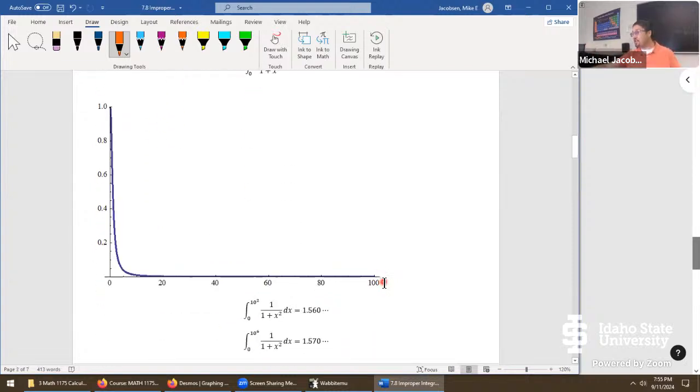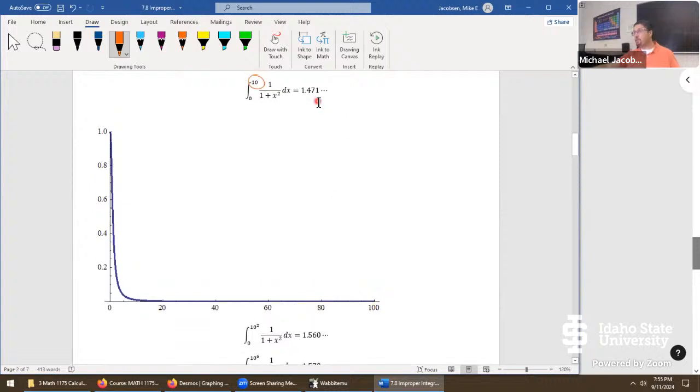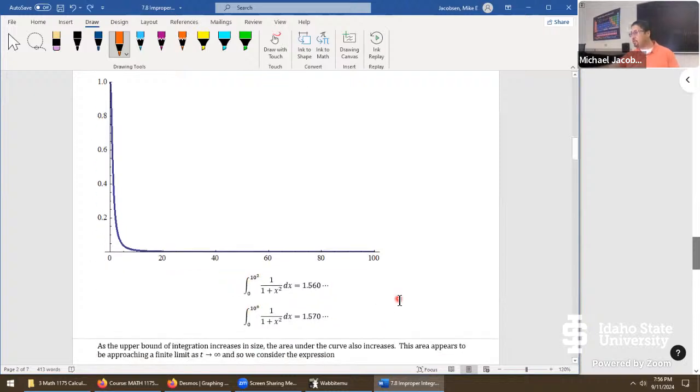If you go up to 100, then notice it went from 1.471 to not much of a change. The area seems like it's starting to stabilize. This is at 100. If you go up to, say, 1,000,000, 10 to the power 6, it only changed in the 100th spot. So it looks like this actually stabilizes. It appears that the integral from 0 to infinity of 1 over 1 plus x squared dx converges.